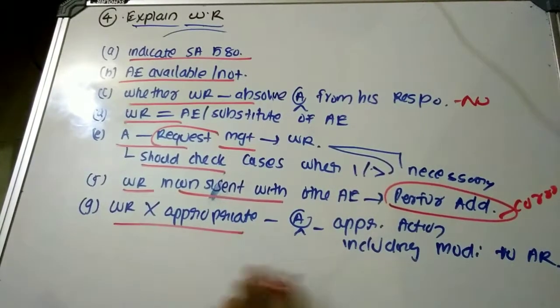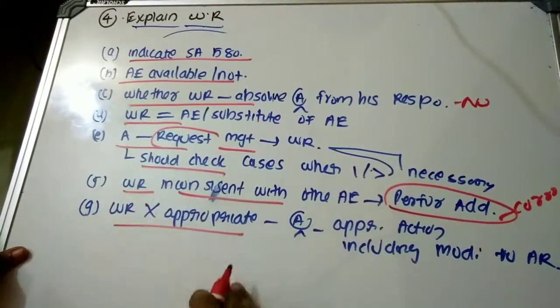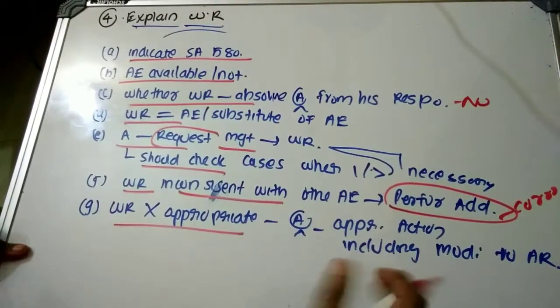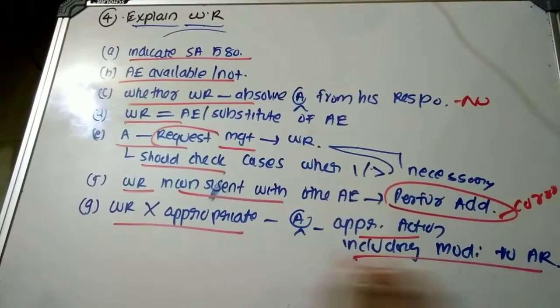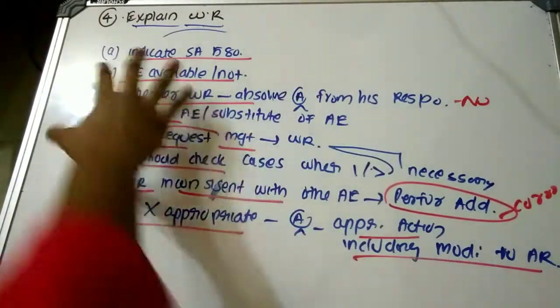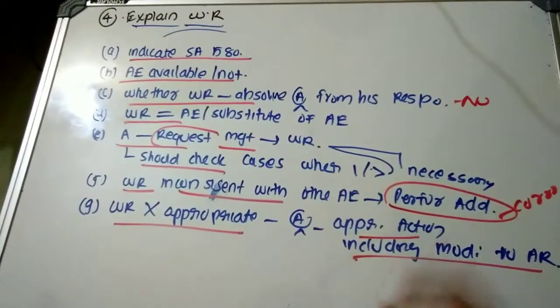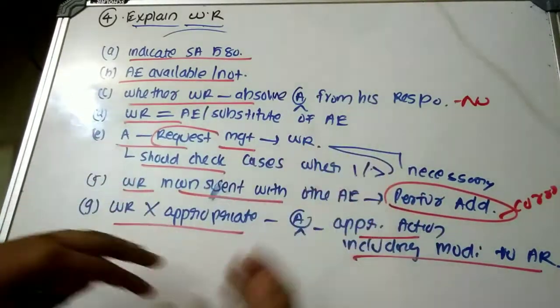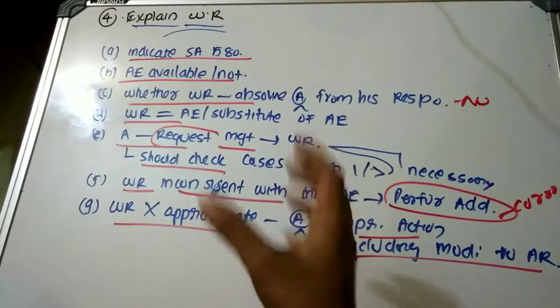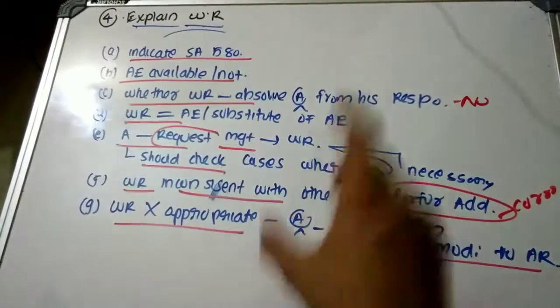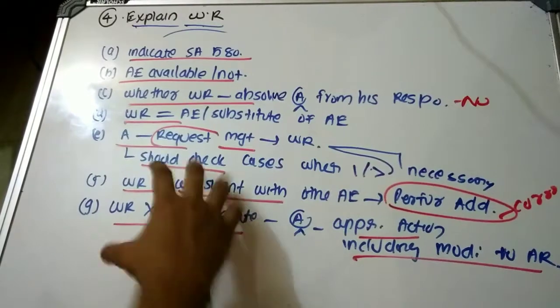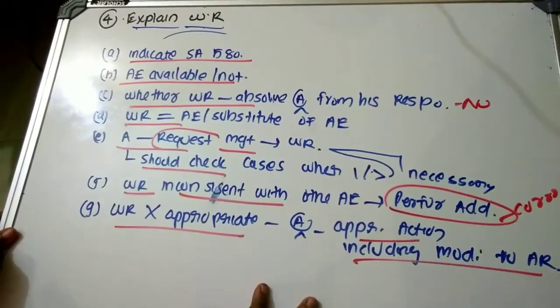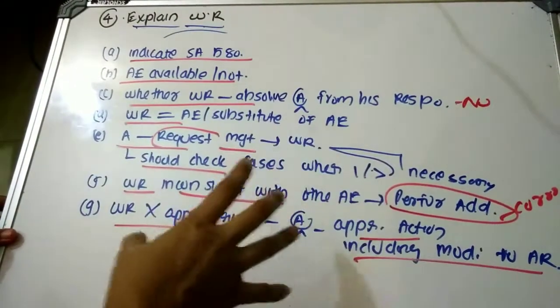Then last, if the written representation provided by the management is not appropriate, in that case the auditor shall take appropriate action including modification to the audit report. So the answer shall be, first of all, SA 580 is about written representation, the auditor's responsibility to obtain written representation. It is a representation provided by the management to the auditor to confirm the audit evidence. Written representation is not a substitute for audit evidence. The mere receipt of written representation doesn't absolve the auditor from his responsibility. The auditor has to perform additional audit procedures and shall determine whether the audit evidence is available or not.